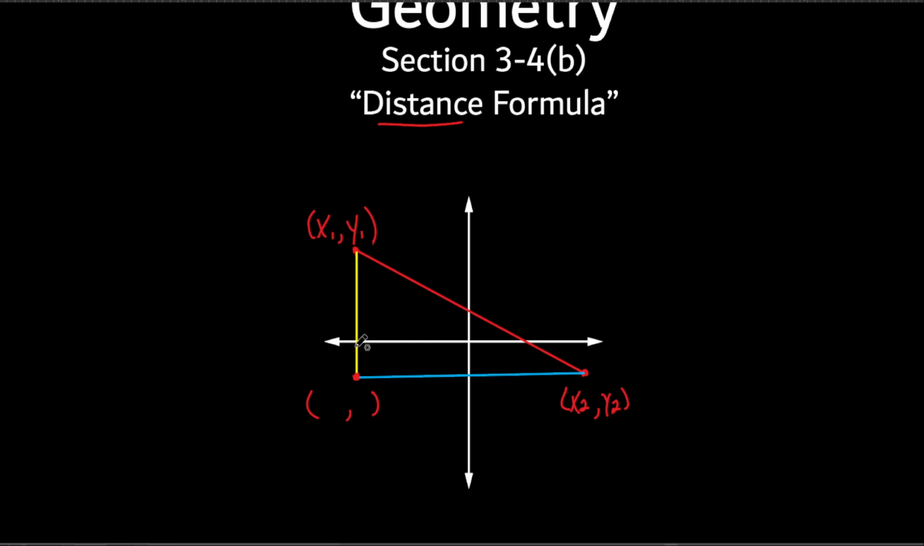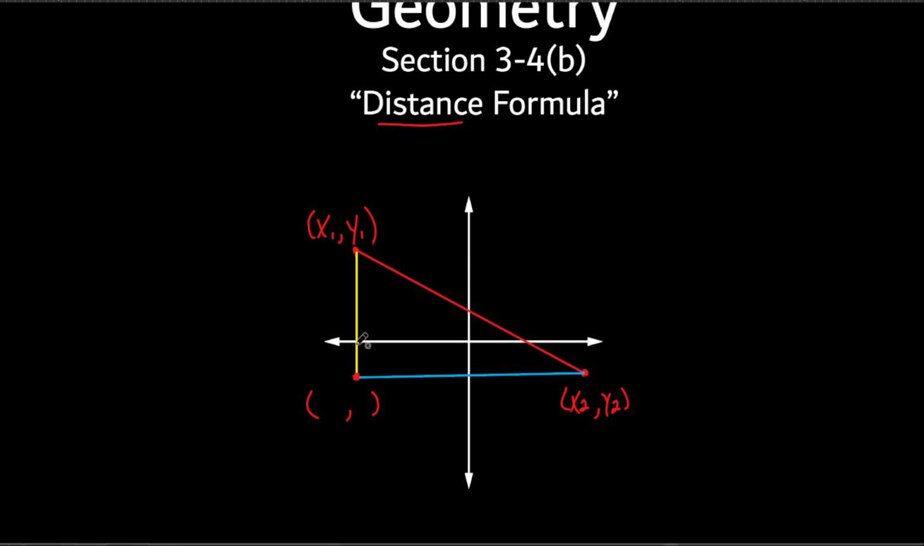It's x1. You got it. Okay, it's x1. That's how far over to the left that we went. Because in order to get to this point, how far over to the left do you have to go? You got to go x1, and then how far up do you go? You go y1. So let's go back.